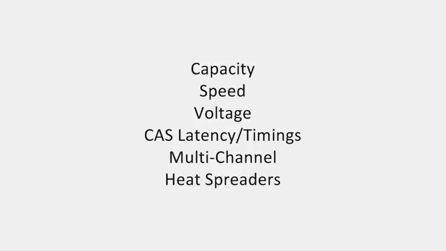When selecting desktop memory for your computer, there's a few criteria you should look at to select the correct kit for your application. First off is the capacity of the memory, the speed of the memory, the voltage that the memory operates at, the cache latency and timings of the memory, whether you need a multi-channel kit or a single stick, and should you buy memory with heat spreaders.